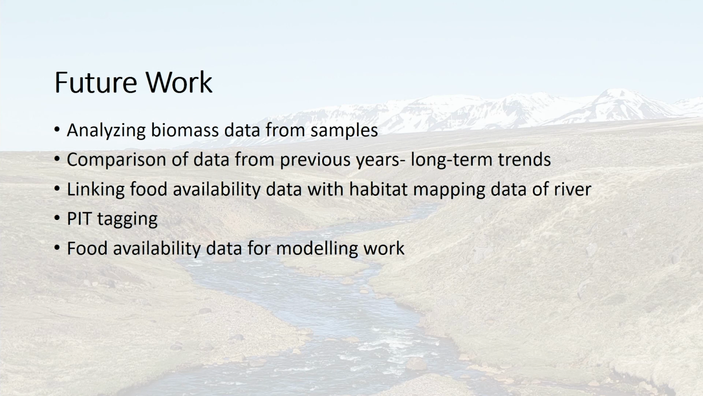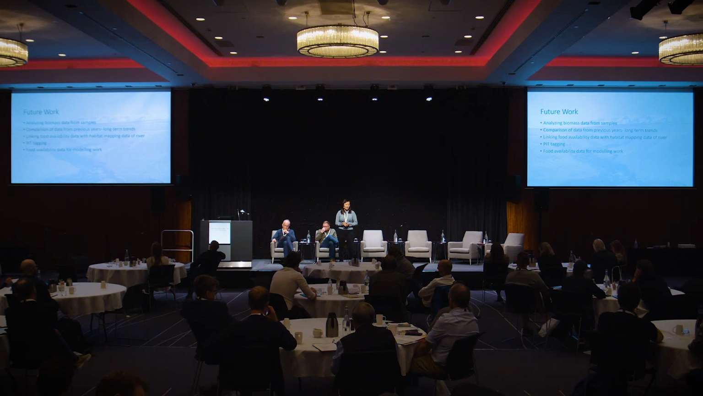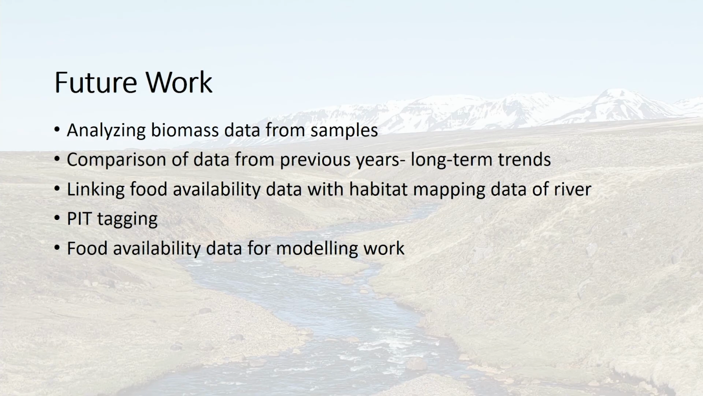The results you saw before in the food web are all based on abundance, whereas having biomass data could give us a better view of the resource use in the river. Therefore, that will be something I'll be looking to do in the future, as well as comparing our data to our long-term data. And then, of course, we're linking our food availability data to the habitat mapping data, and doing more PIT tagging in the future. And then hopefully our food availability data could be used for the modeling work which Olivia will be conducting later.